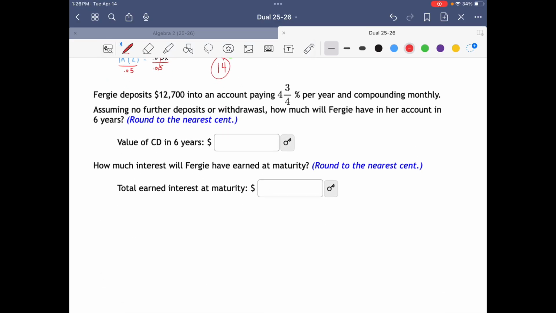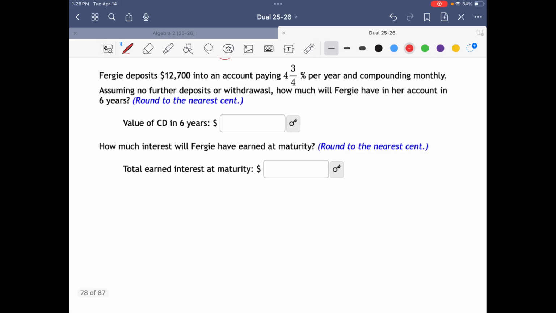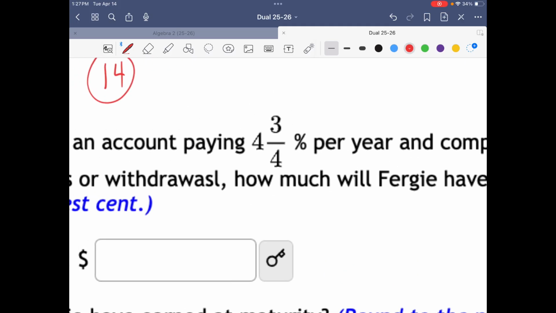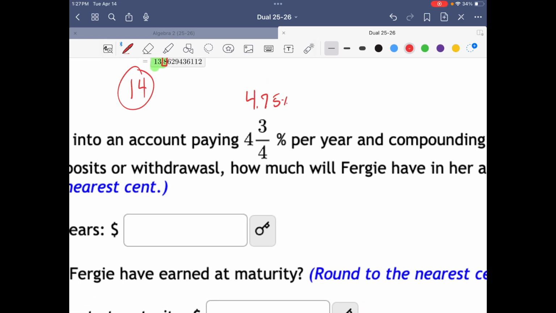All right, what number is this? Oh, no. Number 6. So it says here, Fergie deposited 12,700 into an account paying 4.75%. That would be 4.75, right? Percent. And then I might as well change that already to a decimal. I mean, take away the percent sign. That would be 0.0475.